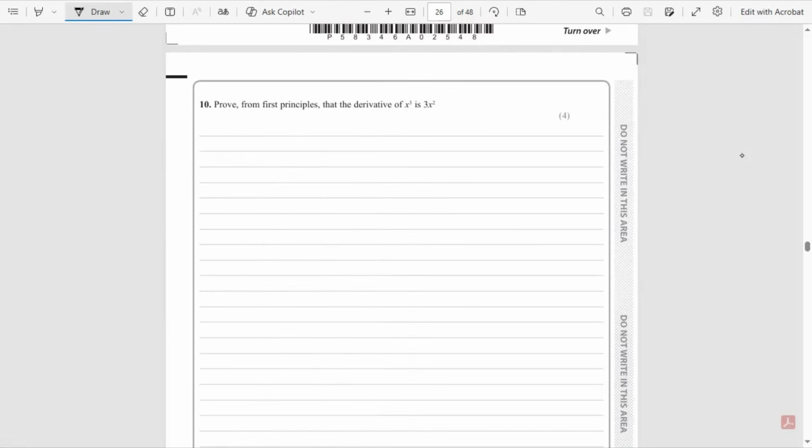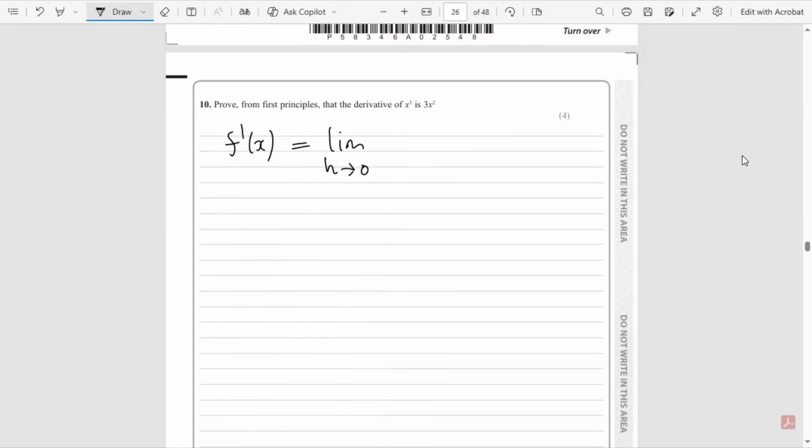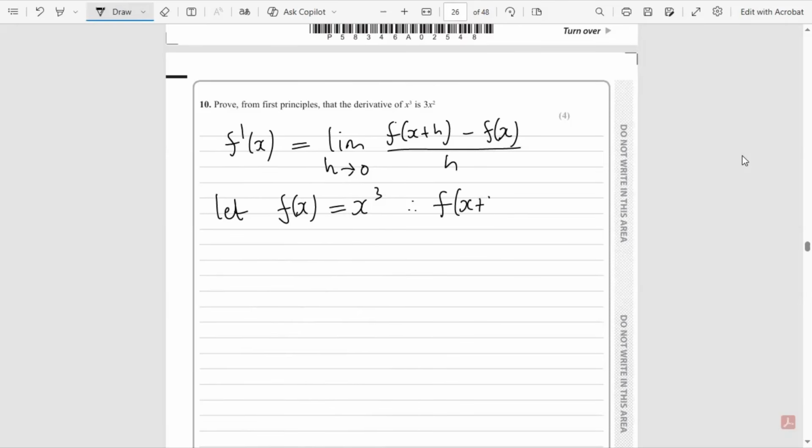Now, to do differentiation by first principles, of course, we need to use the formula, which is given to you in the formula book. But the formula is this: the derivative of a function is the limit as h tends to 0 of f of x plus h, subtract f of x, and then divide by h. Now, in this case, the function we're trying to differentiate is x cubed. So therefore, we can let f of x equal x cubed. So therefore, this means if the argument of the function is x plus h, then f of x plus h must be x plus h all cubed.